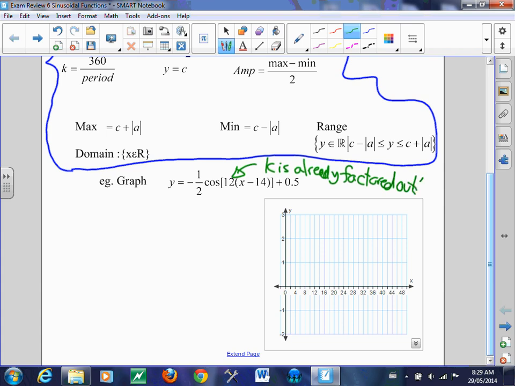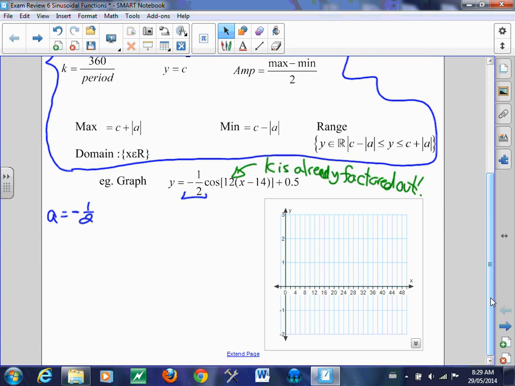Remember to do that, right? Okay, so that's the good news. So based on our transformation, what letters do we recognize? Well, first of all, the first value we have is A, so A equals -1/2.